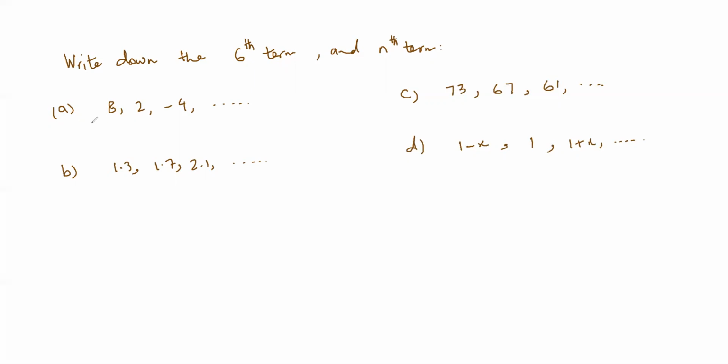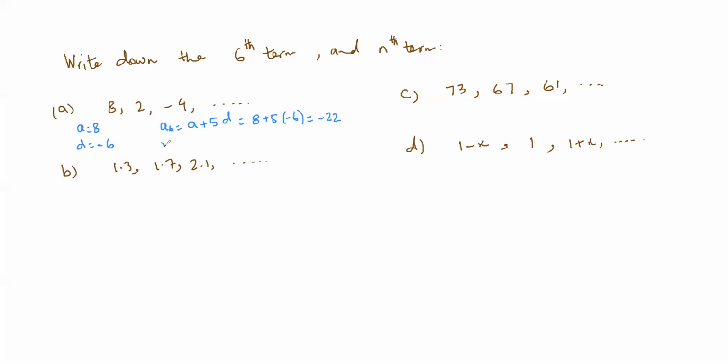Now, we need to note down that A is 8. And what is the common difference here? Minus 6. Yes, that has to be 2 minus 8, that is minus 6. When you need to know the sixth term, that would be A plus 5D. So the sixth term would be 8 plus 5 times minus 6. So 8 minus 30, that is minus 22.